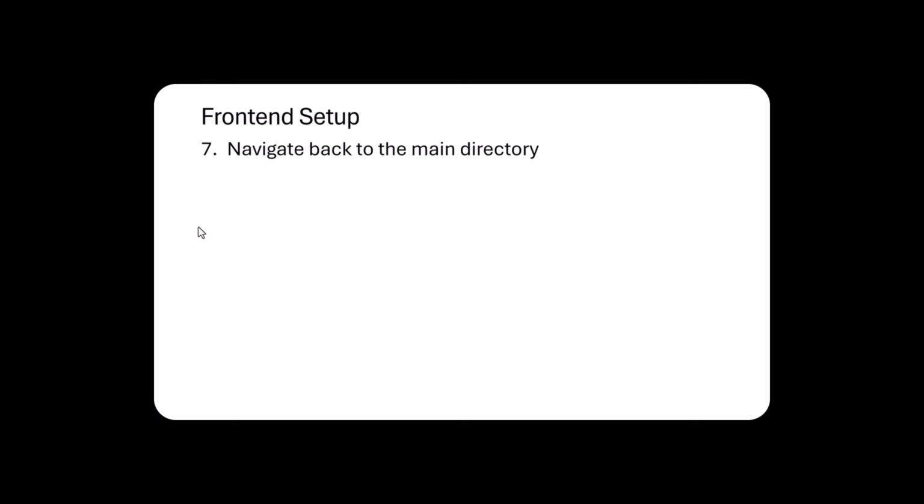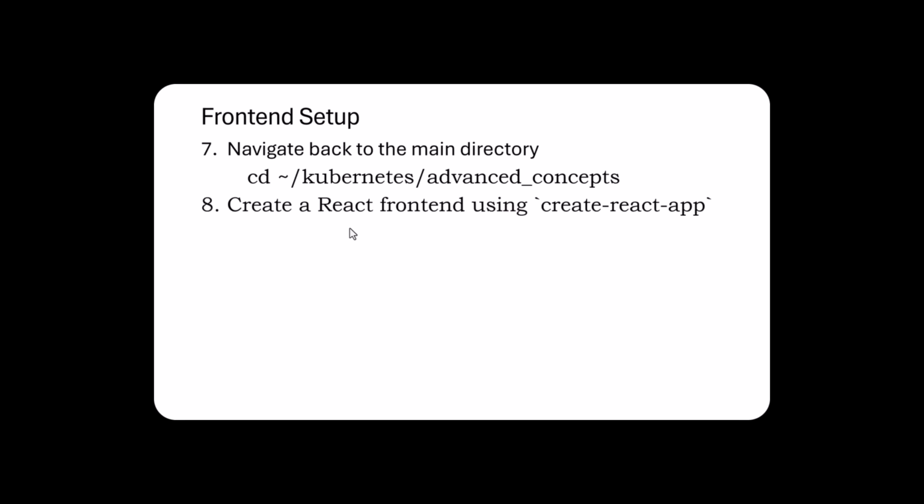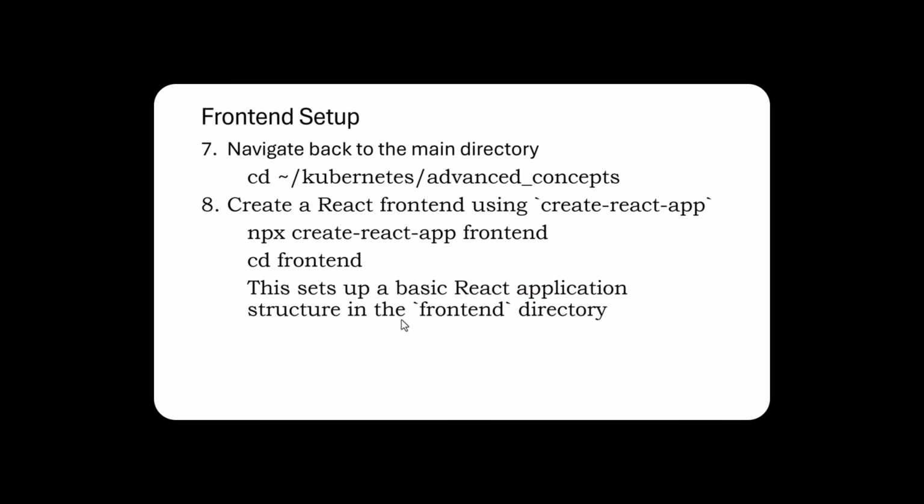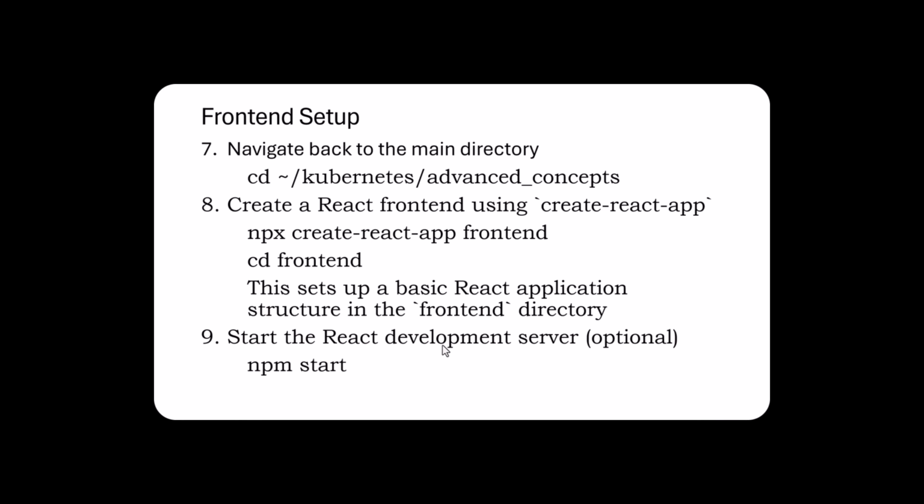Now we shall go for the front end setup. So we'll navigate back to the main directory. I'm just going through the steps first in the slideshow, and then I will demonstrate on the Visual Studio Code. So Kubernetes advanced concept, and here we'll actually create a React application from create React app by applying this command, npx create-react-app frontend, and then we'll cd to the frontend. This command npx create-react-app with frontend automatically creates the frontend directory if it is not already there, and we change to the frontend directory. This sets up a basic React application structure in the frontend directory, and we can start the React development server with npm start, which is optional, just for testing purposes. Okay, so we'll do these steps now.